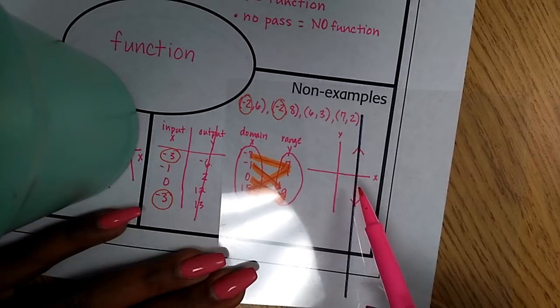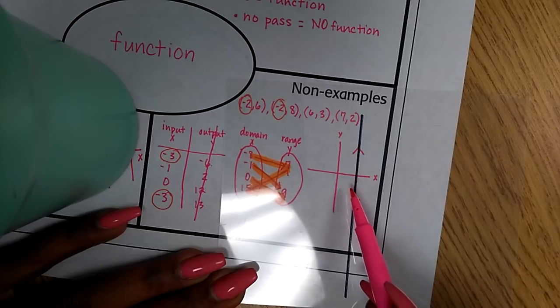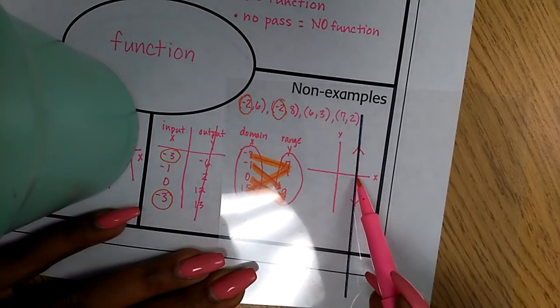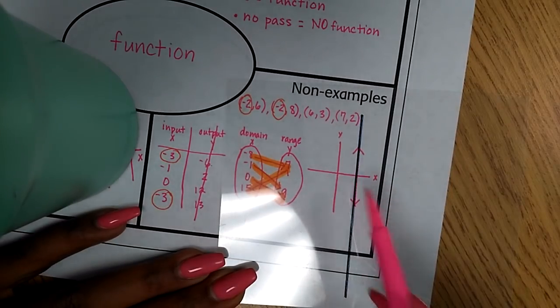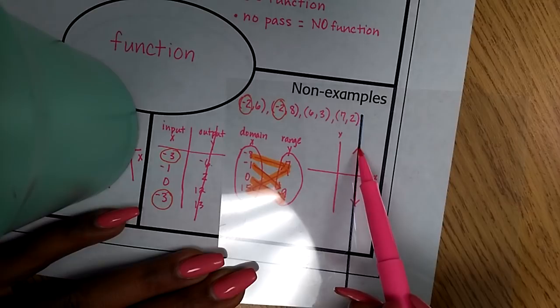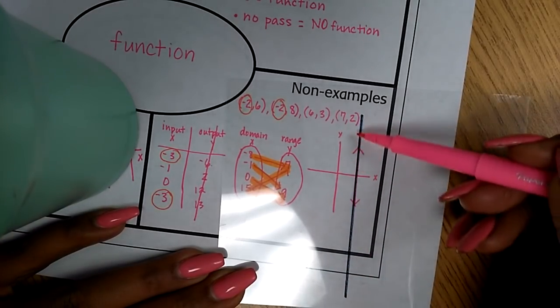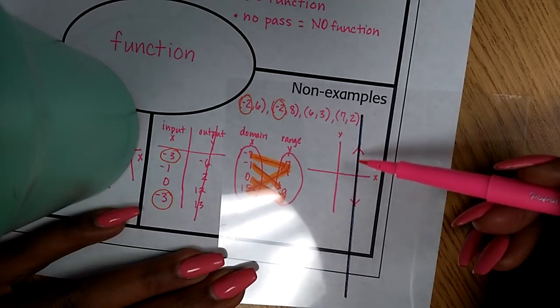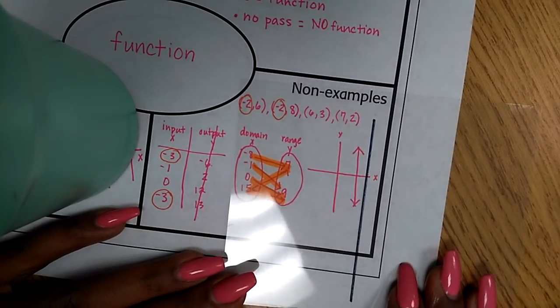So for example, if this were, say, X is 4, and then Y would be 1, X would be 4, Y would be 2, X would be 4, Y would be 3, so on and so forth. Notice the X would repeat, but the Y's wouldn't. So anytime you see a vertical line, it's definitely not going to pass the test.